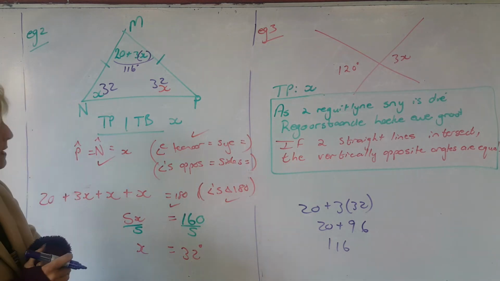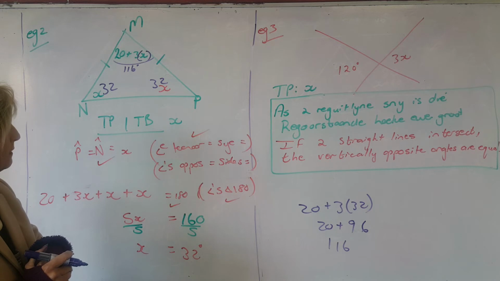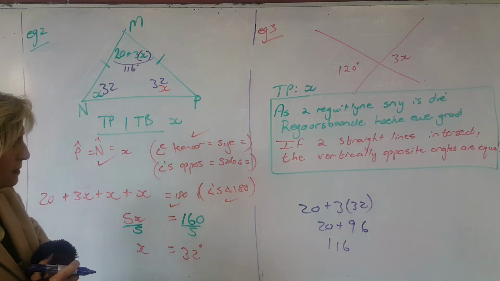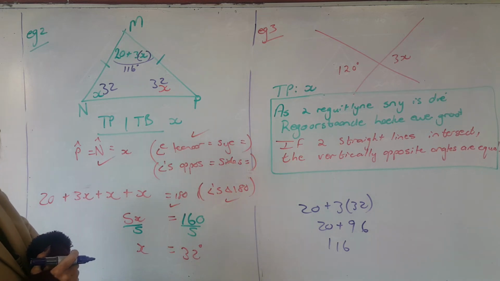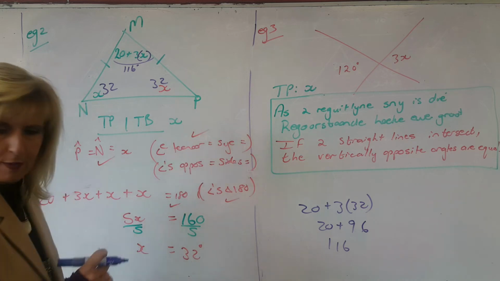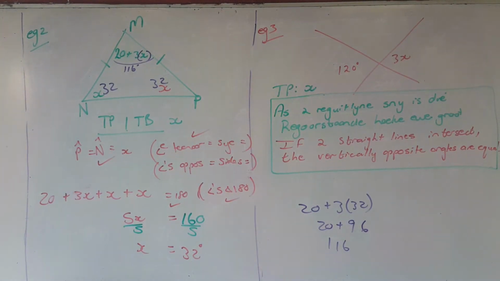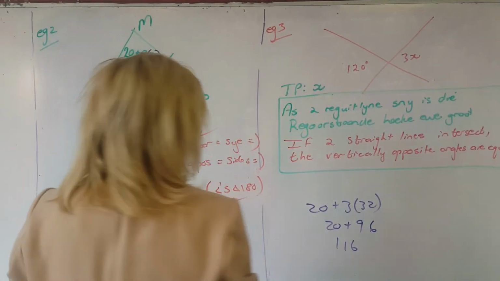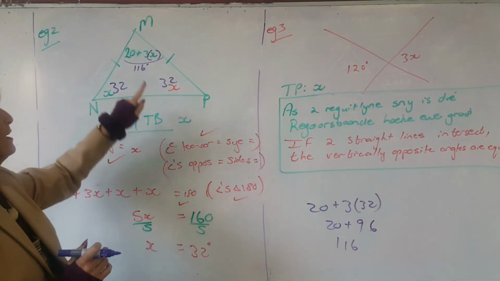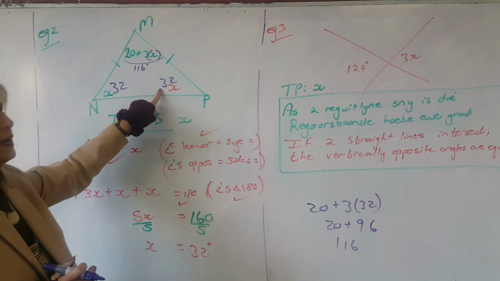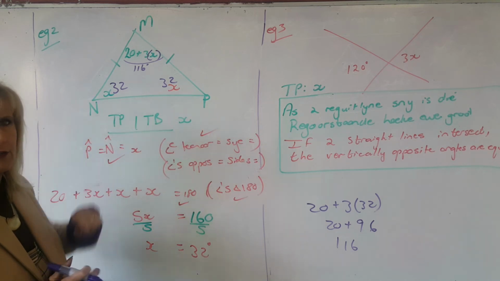Hoe sal ek weet of ek reg is? Het ek hom nou reg uitgewerk? 32, 116, oopsie, laat ek net gaan kyk. Seems to me like I'm not adding it up correctly. No, I double checked it. Temporary insanity. 116, 32 and 32 does give me 180.